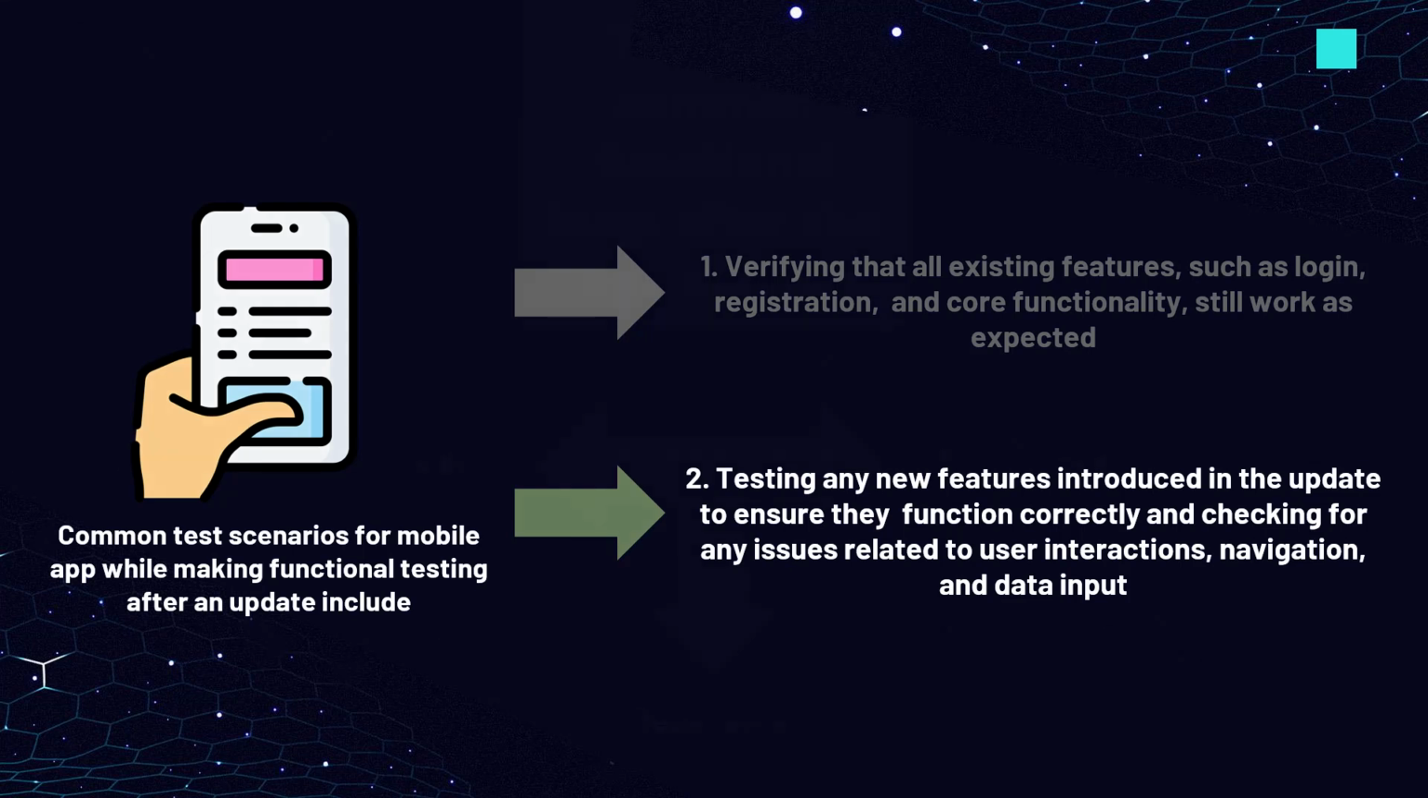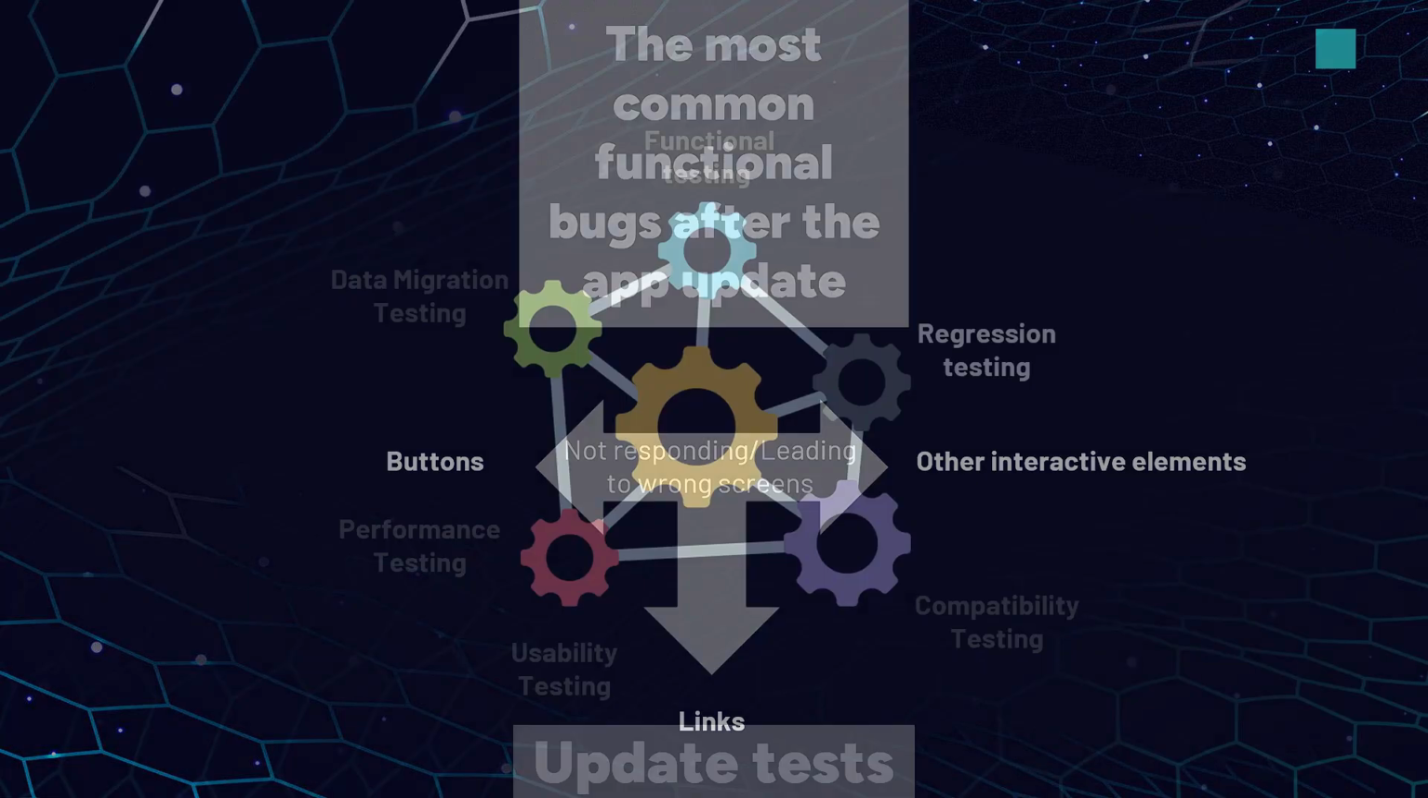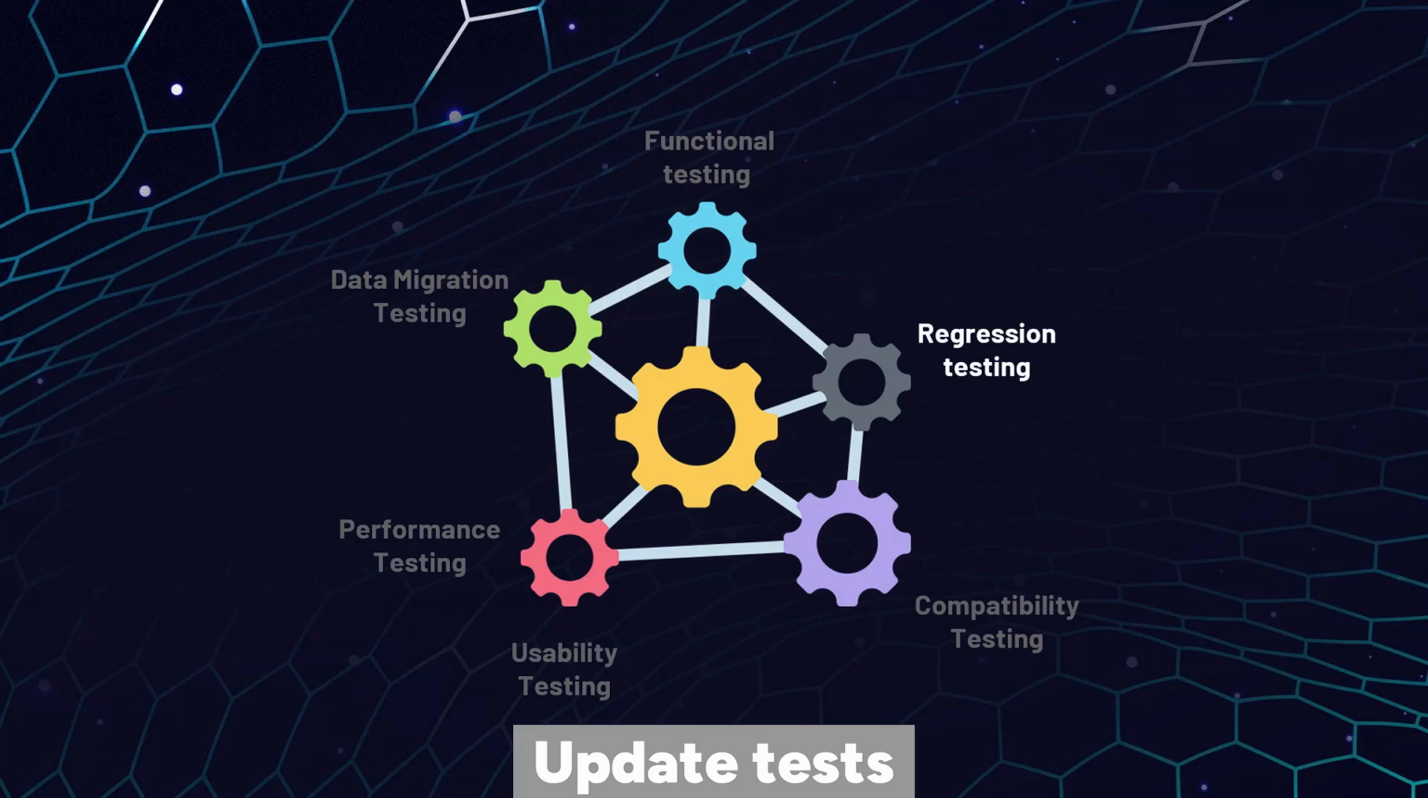The most common functional bugs that the user can encounter during functional testing after the app update include core features not working as expected, such as logging, registration, or data retrieval. The other most common functional bug is that buttons, links, or other interactive elements are not responding or leading to the wrong screens.